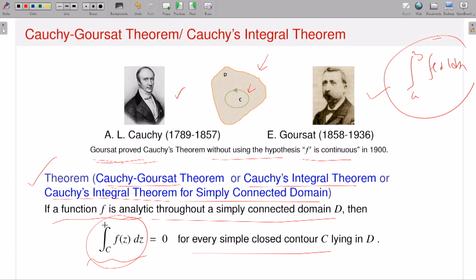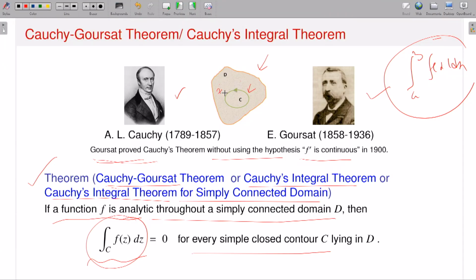Of course, the real case we have to interpret in a different way. But this is one of the very beautiful theorems: the Cauchy-Goursat theorem says that if I start with a function f which is analytic in my domain, and the domain is nice, meaning simply connected, then if I take any simple closed contour inside it, the corresponding contour integral of my function f over the contour C will always have the value 0.